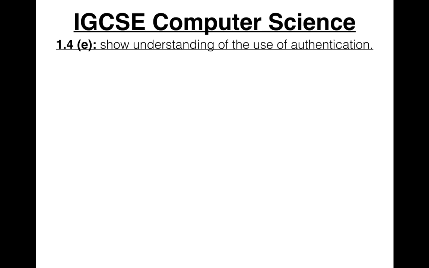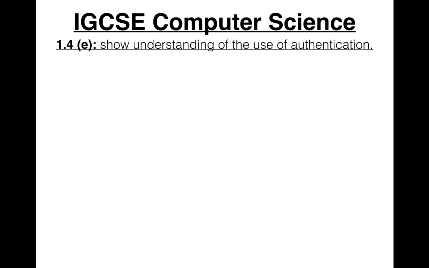IGCSE Computer Science. Syllabus Statement 1.4e, Show understanding of the use of authentication. So in the last video we looked at hashing in encryption. We looked at how hashing could increase the security, but we didn't really go into that. So in this video we're going to go into that, and then we're going to move on to methods of authentication.